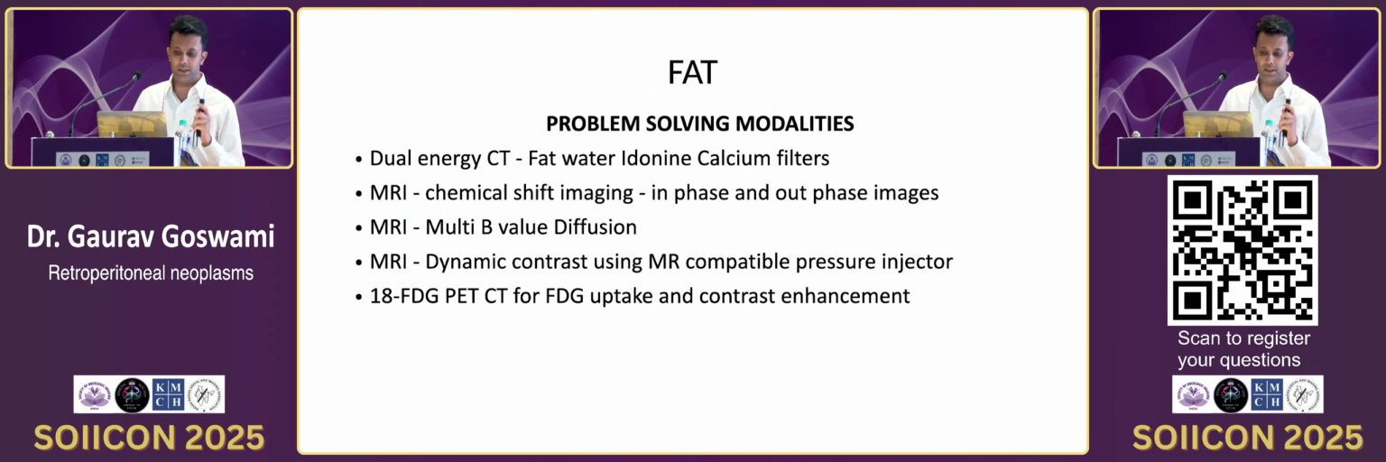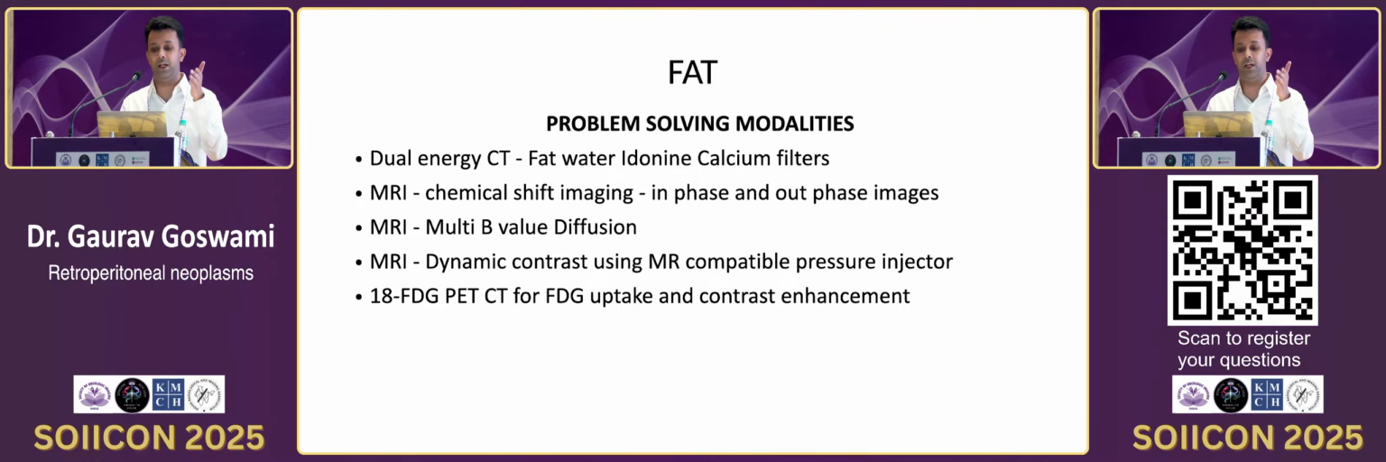How to characterize fat? The problem solving modality is dual energy CT. As progressive imaging modalities are there, we can better characterize with the fat, water, iodine and calcium filters. MRI, better characterization with the chemical shift, where in-phase and out-of-phase images are there. Multi-b value will give you the cellular characteristic of the lesion, where dynamic MR contrast with MR compatible pressure injectors gives you excellent contrast filling in and washout. Most of the time FDG PET gives you the solid nodular or soft tissue component uptake, which differentiates between malignant and non-malignant lesions.